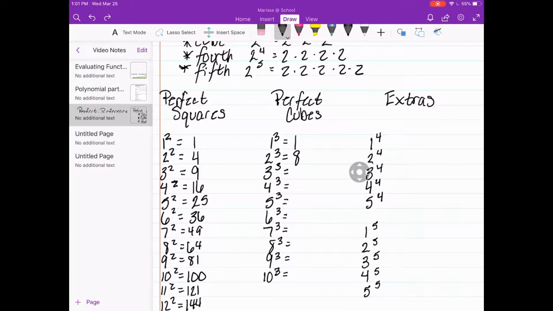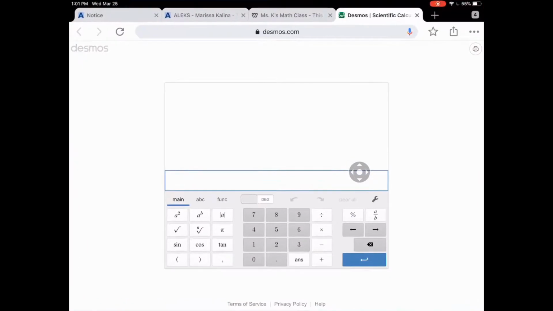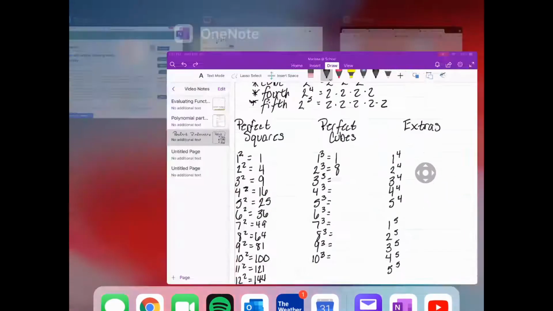So the next one on my list of numbers that I needed was 3 to the third. So I can actually use my calculator, and I can click 3, and I can click this A to the B power here, and then I can click 3. And my answer comes up over here, so equals 27. If I hit enter, it'll be put up top so that I can use it for reference later. So that is going to be 27.